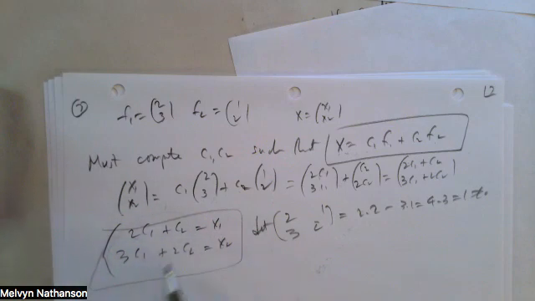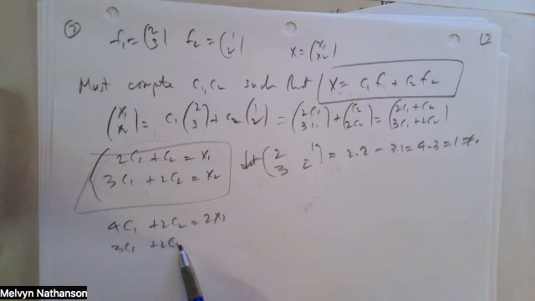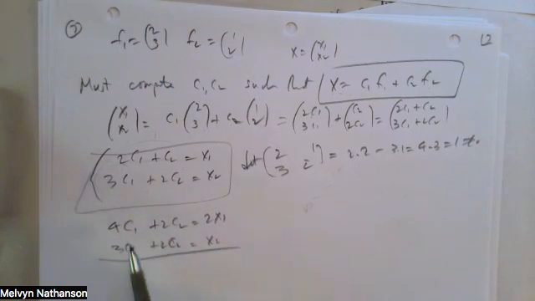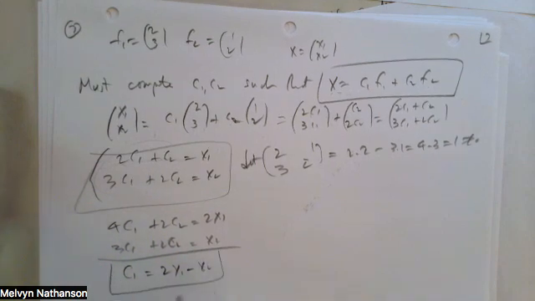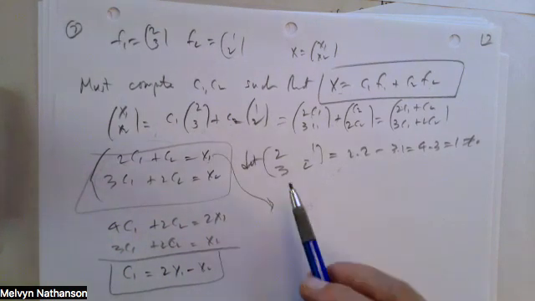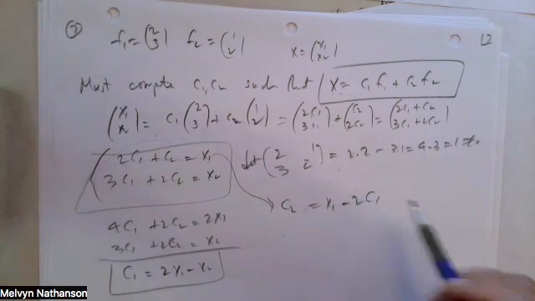Otherwise, I have to solve these equations. And how do I solve these equations? If I take the first equation and multiply it by 2, I get 4c1 plus 2c2 equals 2x1. And the second equation is 3c1 plus 2c2 equals x2. If I subtract, I get c1 is 2x1 minus x2. So c1 is determined.